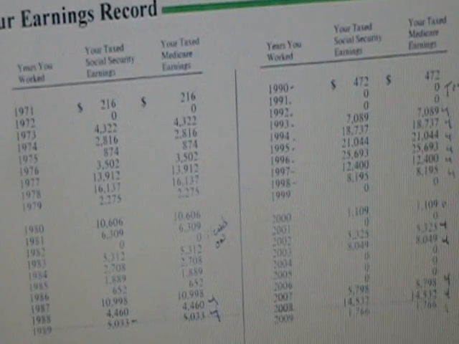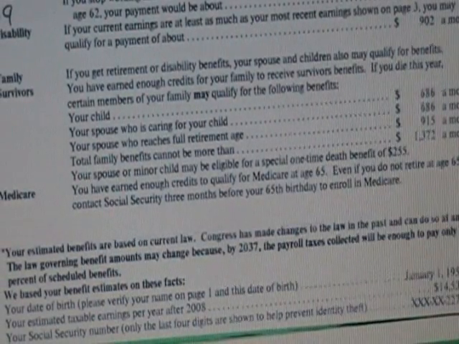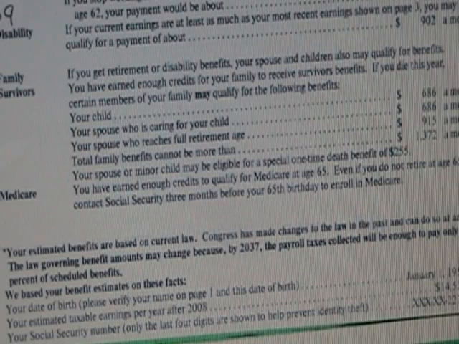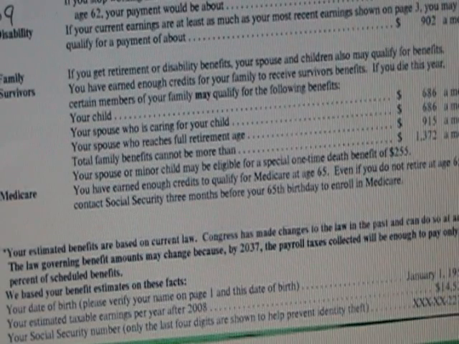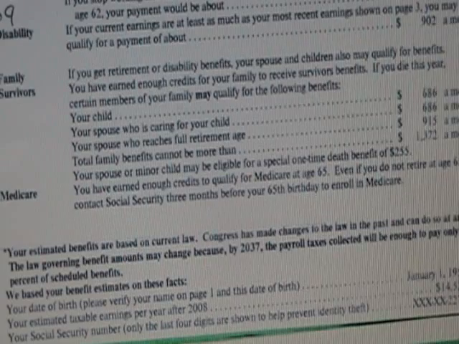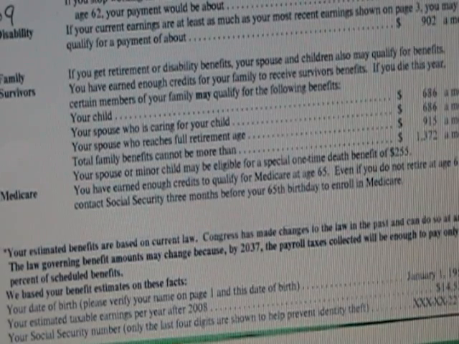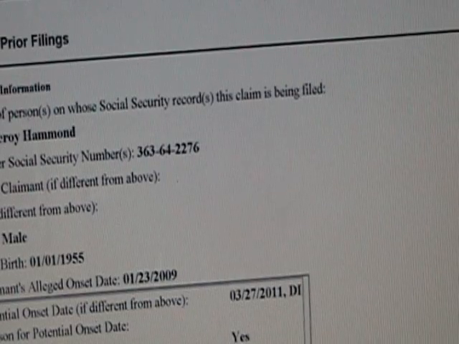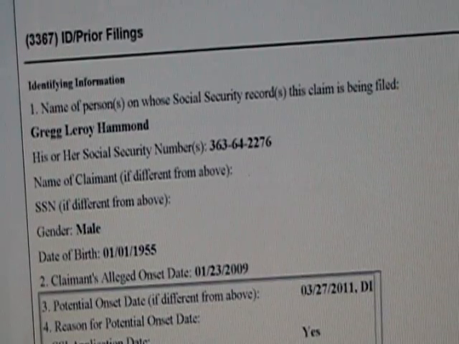So that goes back to 1971. And look, right here, October of 2009, disability. If your current earnings are at least as much as your most recent earnings shown on page 3, you may qualify for payment of about $902 a month. So, to me, that says I'm insured through October of 2009. Well, they have it as March of 2006. See, here's another one of those alleged onset dates that I never had anything to do with.